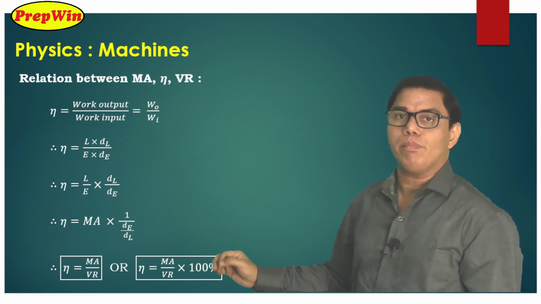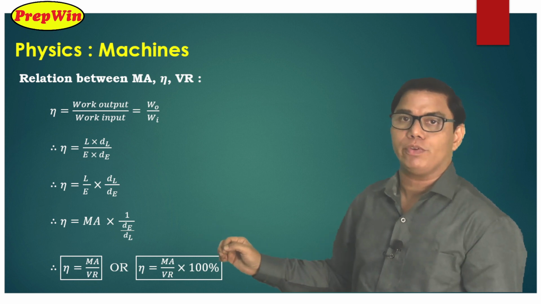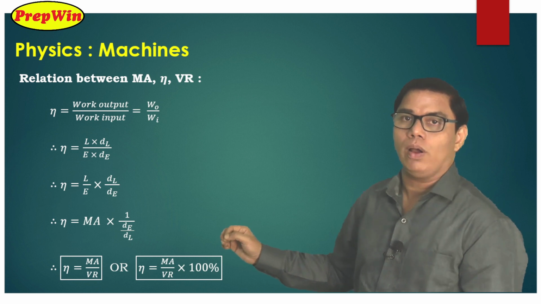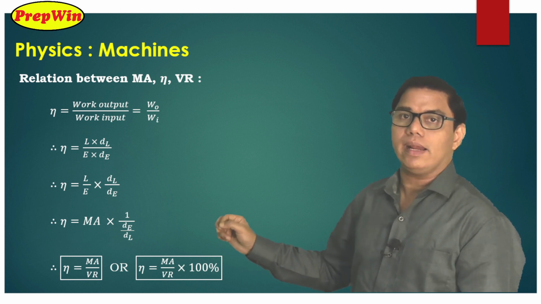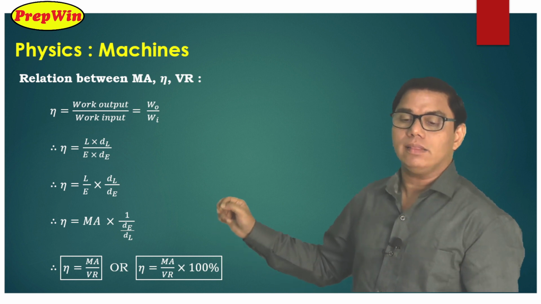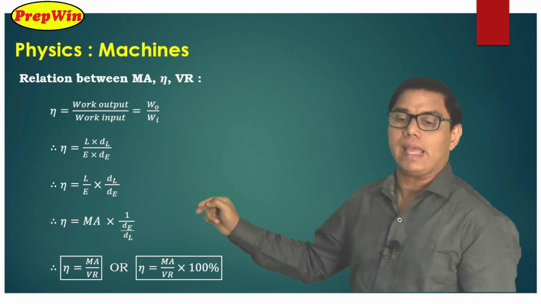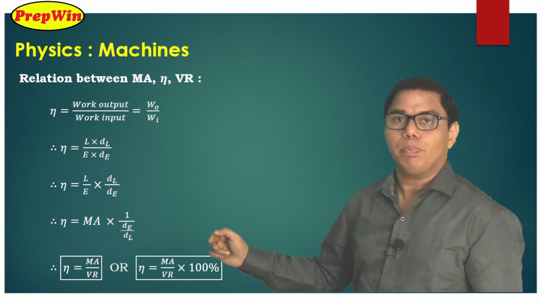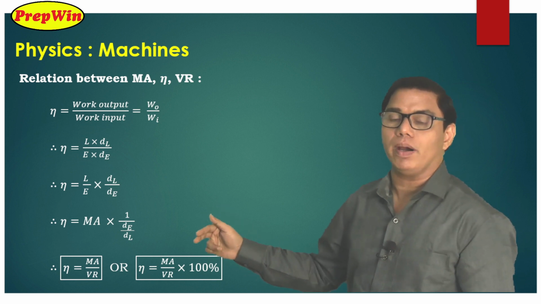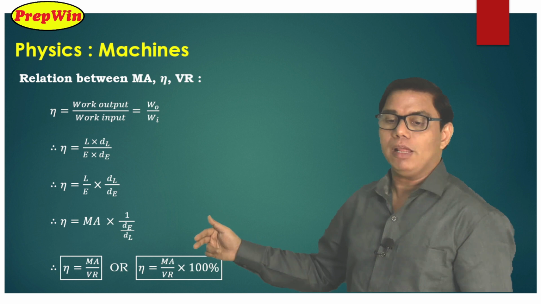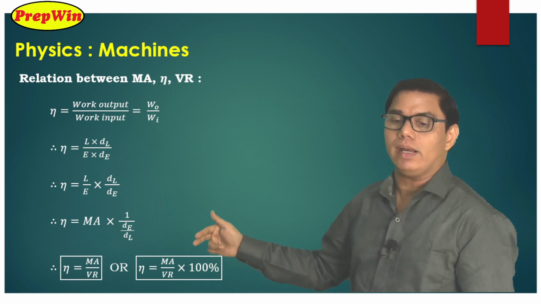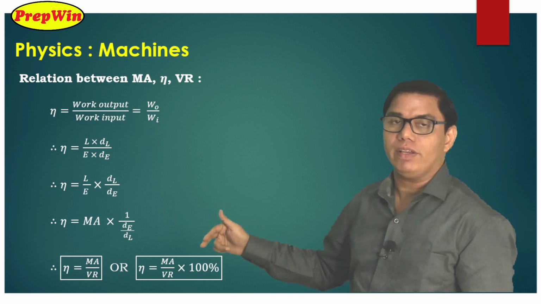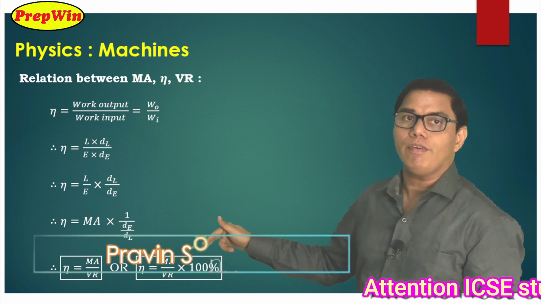See, this is a very important question from your examination point of view. They ask you to write a relation between mechanical advantage, velocity ratio and efficiency. So you have to write the relation in terms of an equation, and this equation is efficiency is equal to mechanical advantage upon velocity ratio. And as I told you, you can express this ratio in terms of percentage. How do you do that? Simply by multiplying this ratio, mechanical advantage upon velocity ratio, by 100%. So your efficiency will be expressed in terms of percentage.